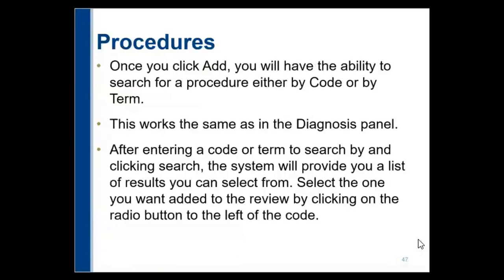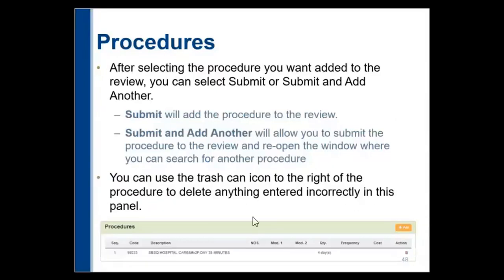Again, once you click Add, you can search by either code or term. Works the same as I showed you in the diagnosis panel. You'll select the radio button to the left of the one that you want to select, and it will populate in the panel. And you'll have the same option to either click Submit, and then it closes that up, or you can click Submit and Add Another, where it takes you back to the search so that you can continue to search for and add additional procedures. And again, we have the red trash can if you would like to delete.